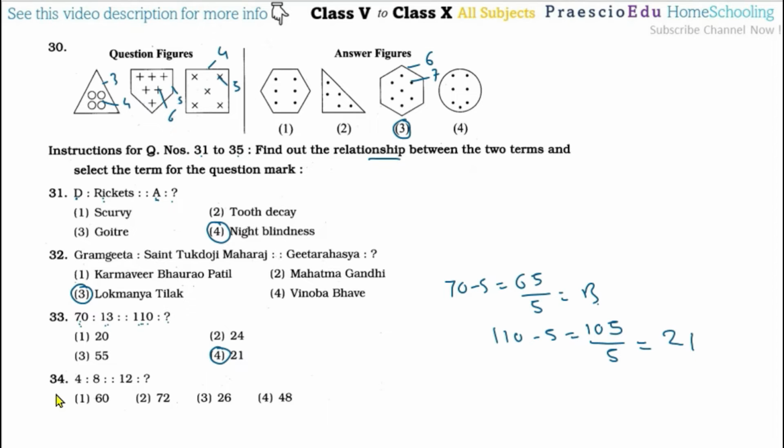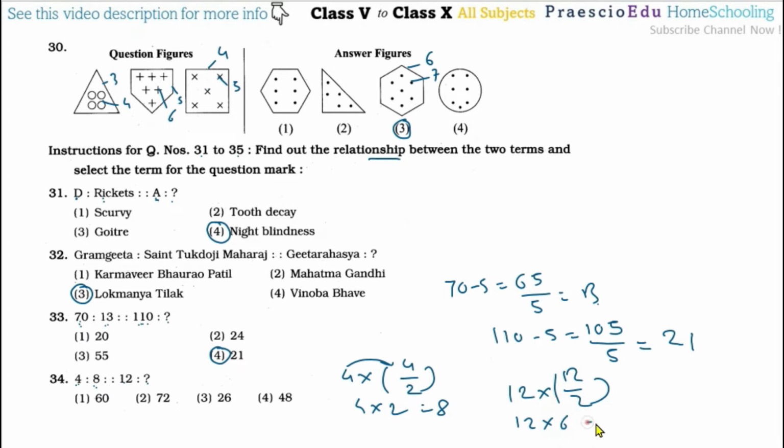Then question number 34. Here 4, 8, 12 and a question mark. Here 4 is multiplied by itself, and divided by 2. So 4 multiplied by 2, we get 8. Like this, 12 multiplied by 12 divided by 2 means 12 multiplied by 6, and 12 times 6 is 72. So 72, option number 2, is the correct one.